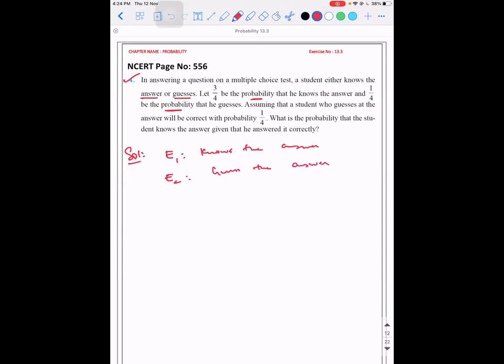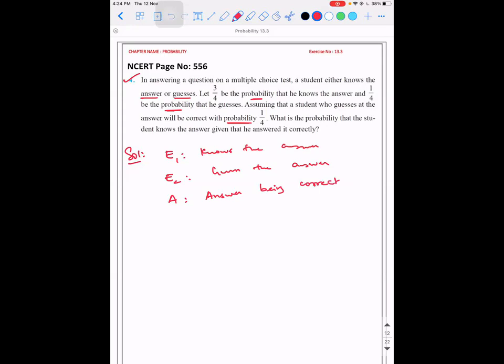By now you should have understood that the events are supposed to be exclusive and exhaustive. When you add their probabilities, it should come out as 1. So what is event A? Assuming that the student who guesses at the answer will be correct with the probability of 1 by 4. What is the probability that the student knows the answer, given that he has answered it correctly? Event A is the answer being correct.